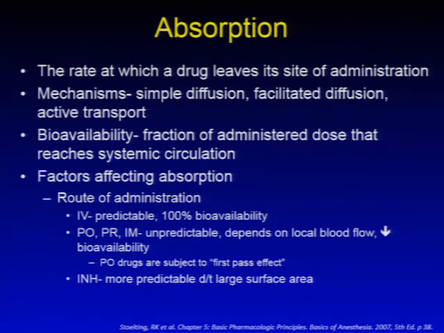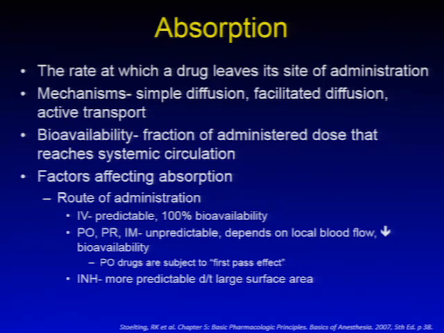The first is the route of administration. An intravenously administered drug has a very predictable absorption and is nearly 100% bioavailable. That is, the entire dose reaches the systemic circulation. On the other hand, drugs that are administered by mouth, rectally, or intramuscularly have much less predictable absorption and thus a decrease in their bioavailability. This is often because these routes of administration depend on local blood flow. Additionally, drugs that are administered by mouth are subject to what's termed the first pass effect. In other words, these drugs are absorbed by the gastrointestinal tract into the portal circulation and reach the liver, where they're metabolized before they ever see the systemic circulation.